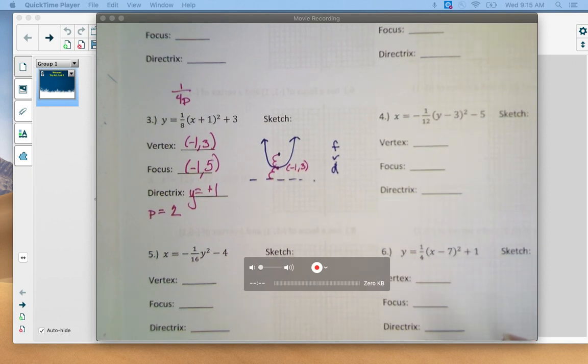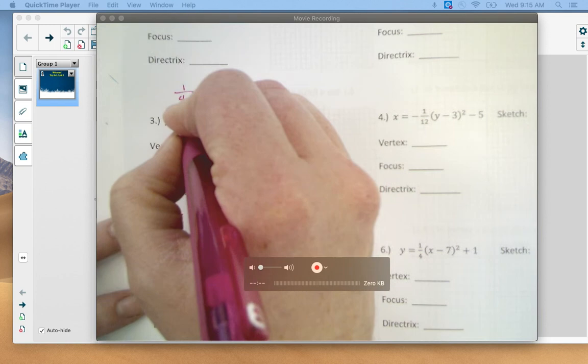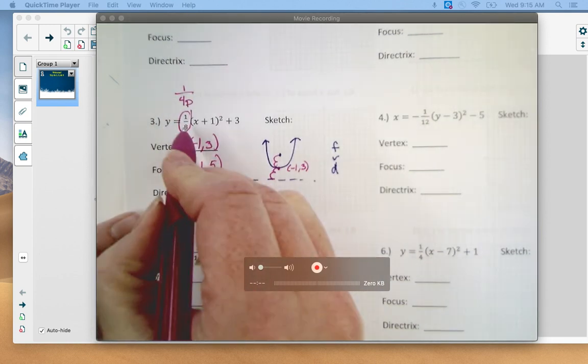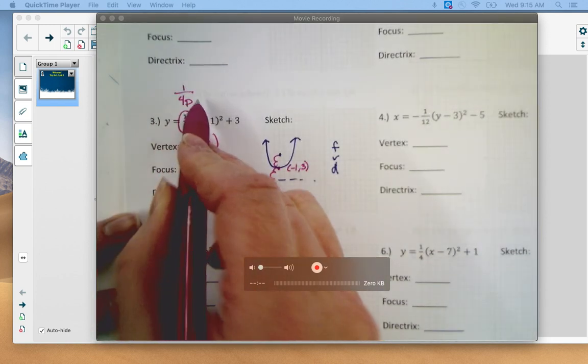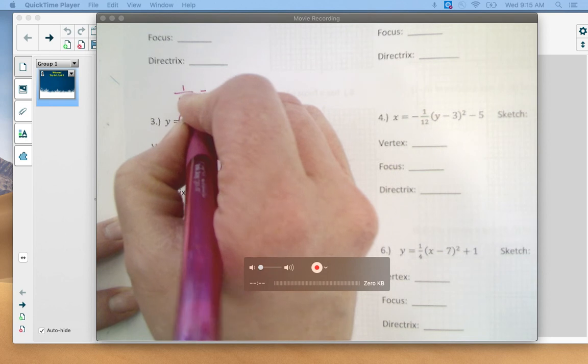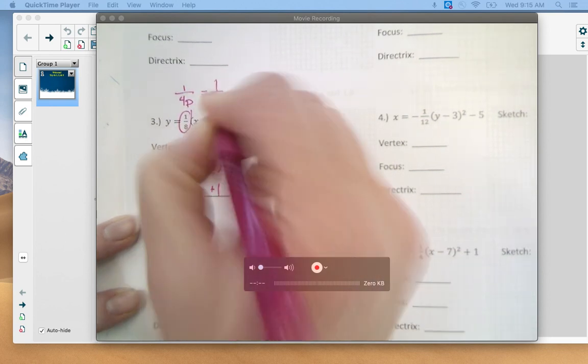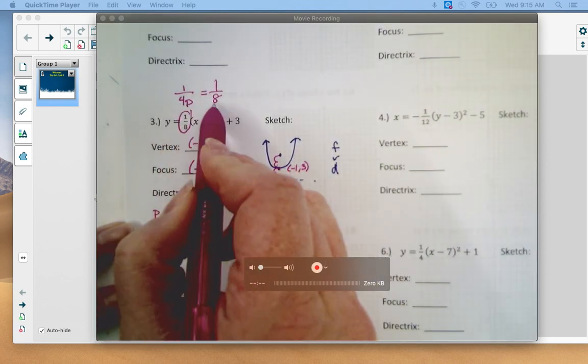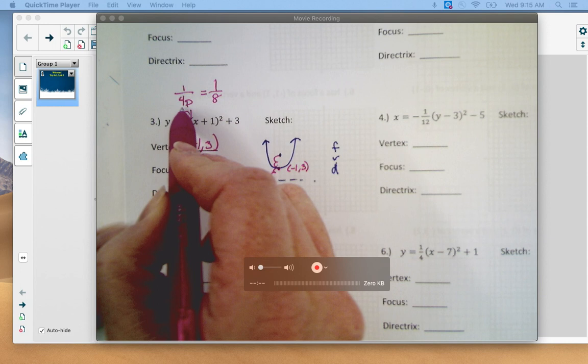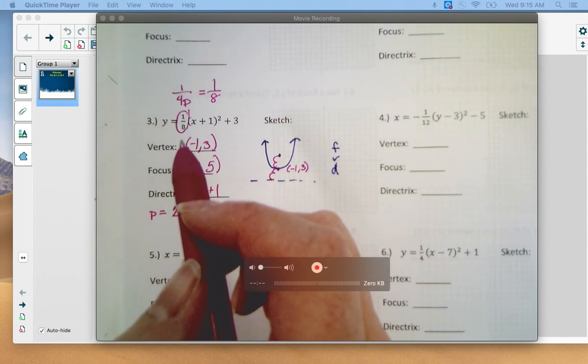Say, John. How'd you get 2 for p? So this idea right here, remember that part of the equation is 1 over 4p, right? So if it's 1 over 8, you could literally set that up and do the math for it, or 4 times what would give you the denominator of 8? 4 times 2, so your p-value is 2. Does that make sense?